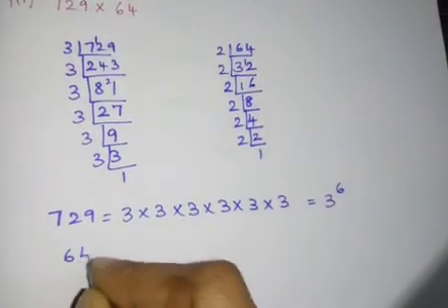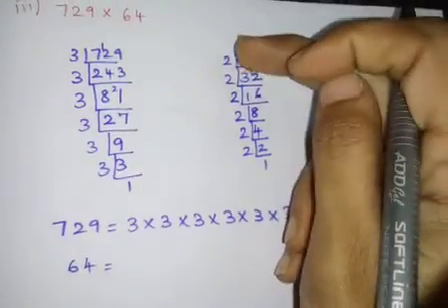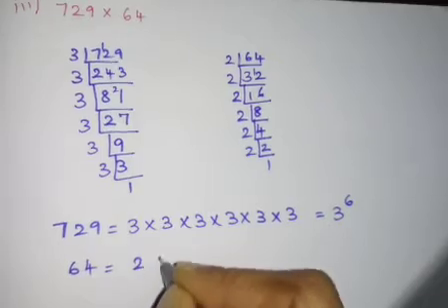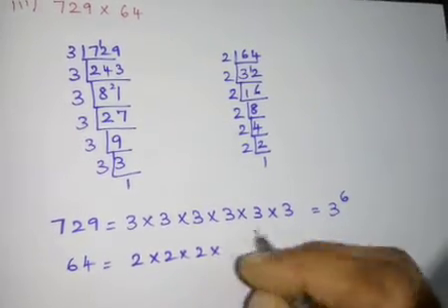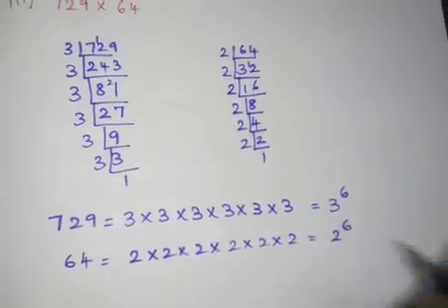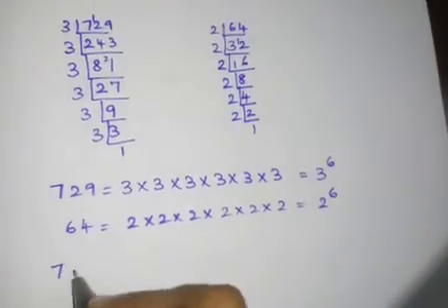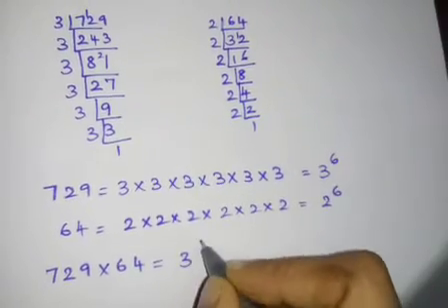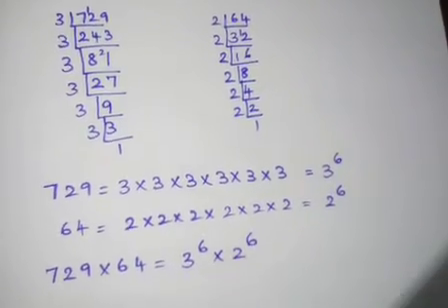Next, 64 can be written as, how many 2s are there? 1 2 3 4 5 6. So we will write 2 power 6. So when you are writing 729 into 64, you will write 3 power 6 into 2 power 6.